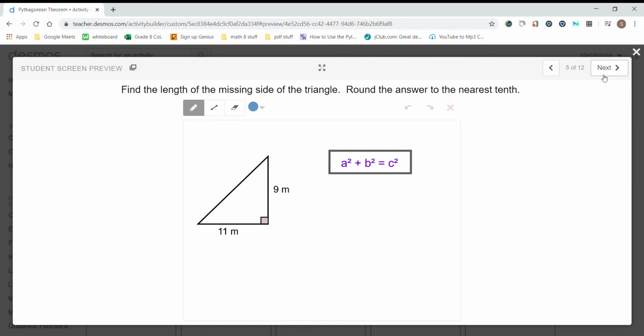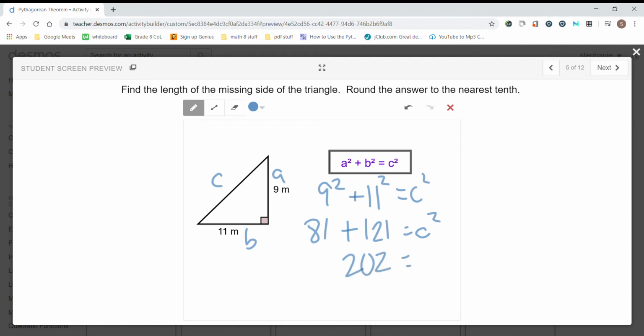All right, next one. So A, altitude, B, base, C, hypotenuse. Make sure you label, it will help you so much. A, we said was 9, so I have 9 squared plus B, we said was 11. 11 squared equals C squared. 9 squared, 9 times 9, 81. 11 squared, 11 times 11, 121 equals C squared. 81 plus 121 is 202 equals C squared. Take my square root, that's my last step.